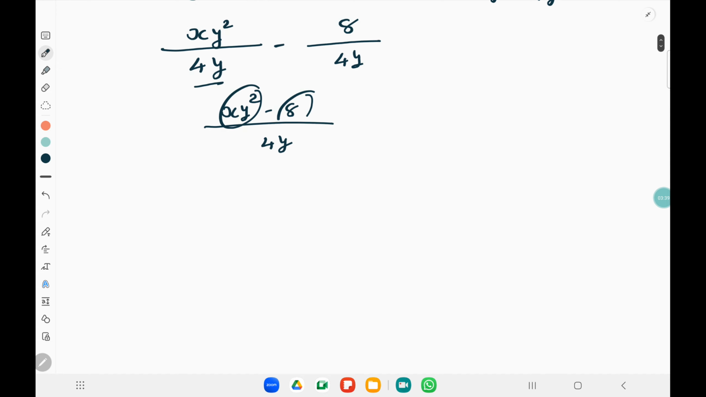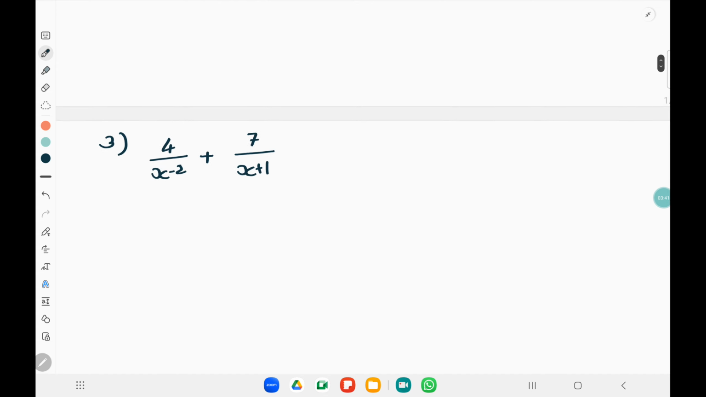So that's it. Okay, let's move on to the next question. Here we are given two fractions and we have to add them. Let's check the denominators. The first fraction has x minus 2 as its denominator, the second fraction has x plus 1 as its denominator. So they are not the same denominator, right? So x minus 2 times x plus 1.